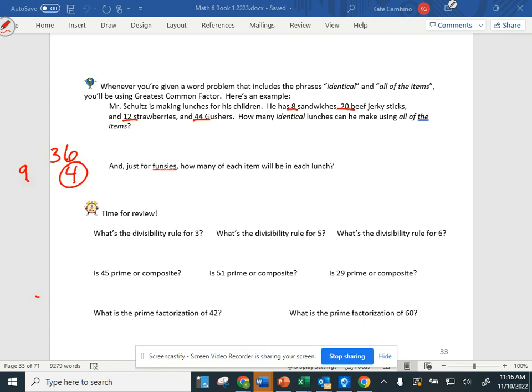So you know your full number, you know how many lunches there are. To say how many of those would be in each lunch, it's just its factor buddy. So if there's 9 lunches, 9 times 4 is 36, so there's 4 apples in each of the 9 lunches. That'd be a lot of apples to eat. Does that make sense? Yeah. So to do the just for funsies, just write down each of their factor buddies for how many lunches there are. And then you're going to do the review.